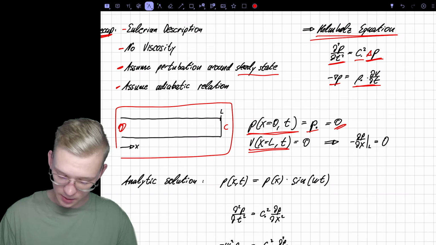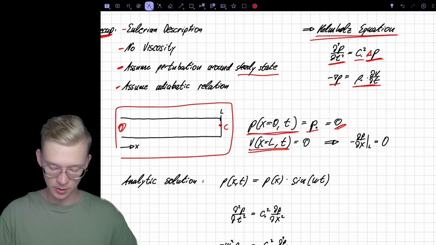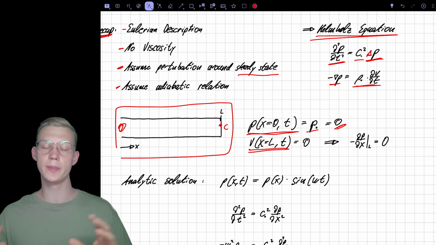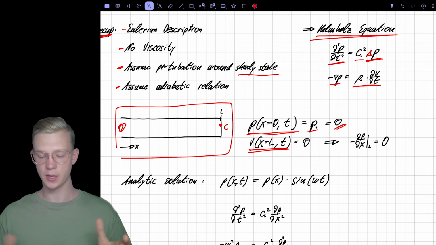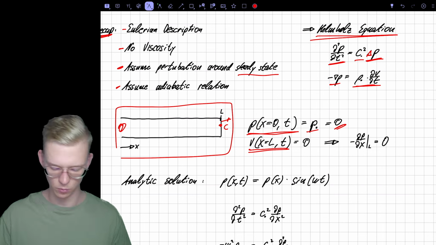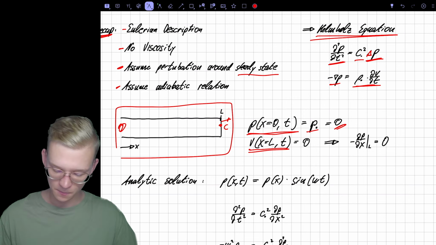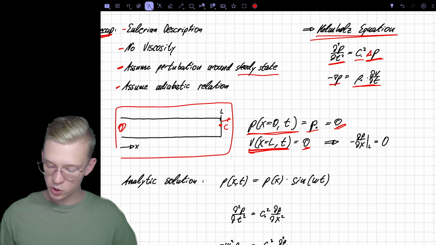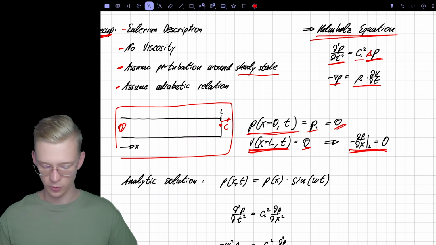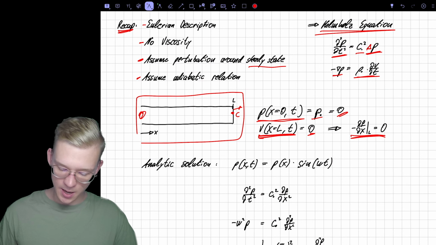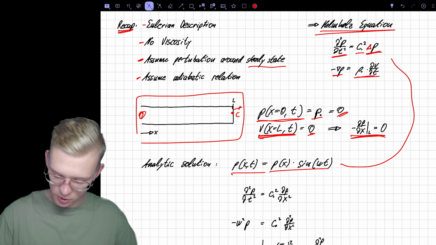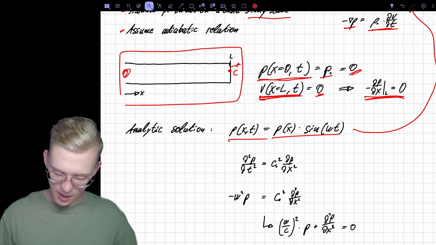Then we see that if we have a closed end, at this point on our tube, our particles will never be moving, because if they move to the right, they would move into the wall, and that's not possible. And if they move to the left, they would create a vacuum, which is also not possible. So we say that the velocity of this particle is 0, which means that the pressure gradient at that point is 0.